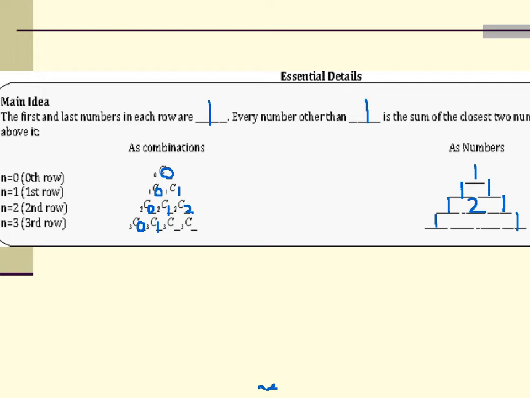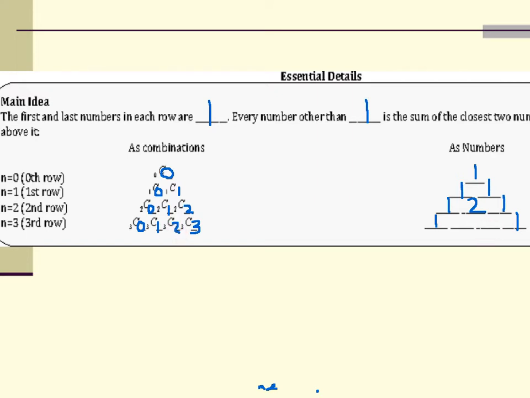And 2C2, there's only one way to choose two things, so 2C2 corresponds with the number 1. Okay? The next one, I've got 3C0, 3C1. I'm going to have 3C2 and then 3C3. So we've got 3C2 and 3C3. Okay, and you could plug those into your calculators. You could put this in to find this number and this into your calculator to find this number.